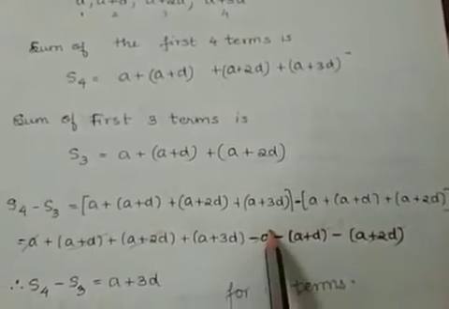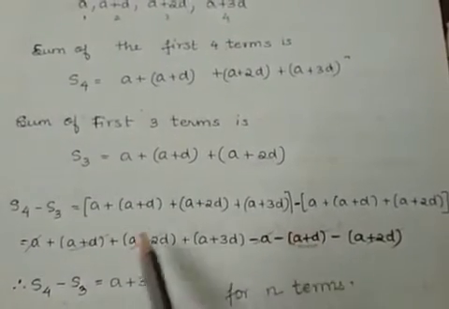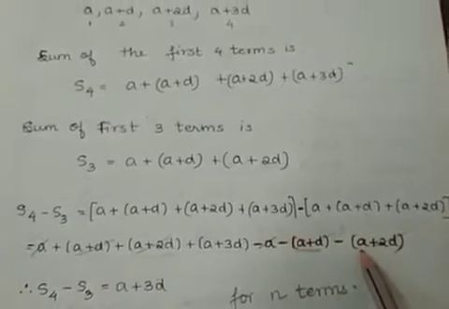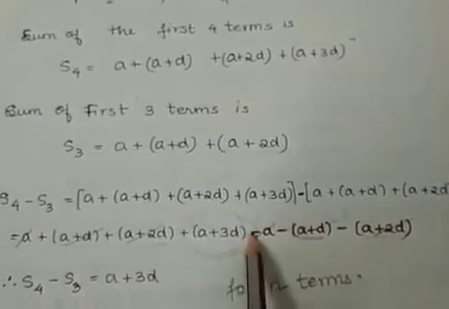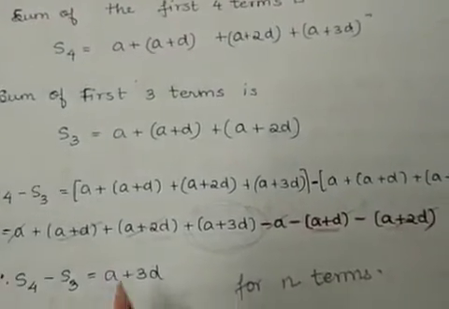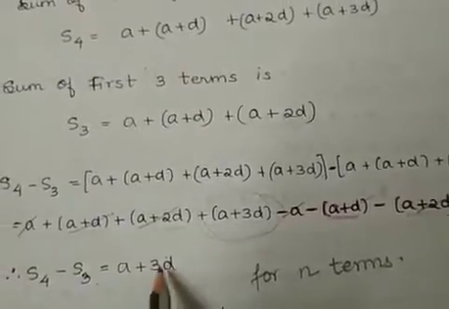Now a and minus a will get cancelled. a plus d and minus (a plus d) will get cancelled. Plus (a plus 2d) and minus (a plus 2d) will get cancelled. So the only term which will remain here is a plus 3d, correct? So you have S4 minus S3 is equal to a plus 3d.